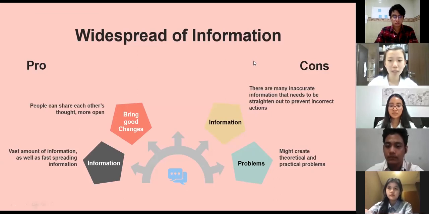All of these problems need to be prevented, especially in medical fields, in which information is a very crucial part. That's all. Thank you.